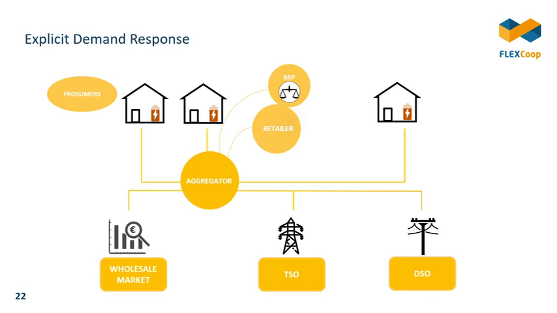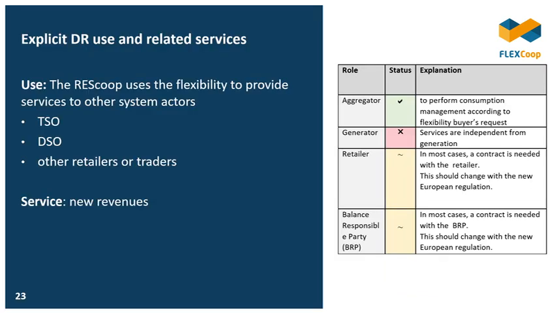So in that case, demand response is sold as a resource to different flexibility users at the best price on the market. So the cooperative uses the flexibility to provide services to other system actors. Again, the list here. Looking at the roles, here we have an aggregator, which is not a generation, just contract with the consumers. It may or may not be the retailer. It will have to contract with it anyhow, and it may or may not be the balance responsible party, but will have to contract with it.